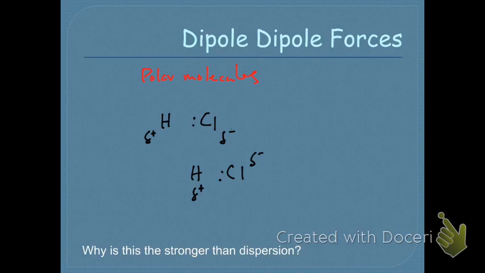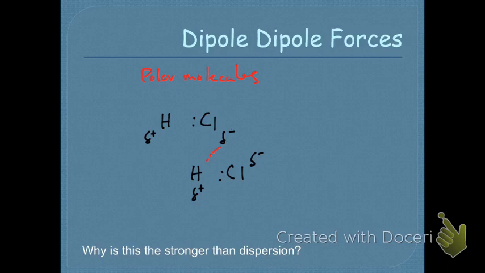Now this is permanent, right? So these create what we call permanent dipoles. The electrons will always be closer to chlorine. Why? Because chlorine has a high electronegativity. It's attracted towards chlorine. You'll see that this plus and this negative will form what are called dipole-dipole forces.